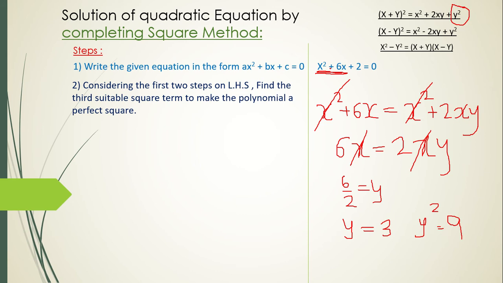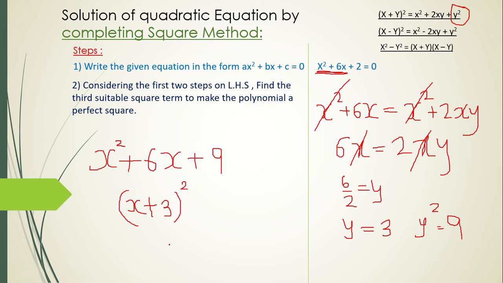So with x square plus 6x, if I add 9, my polynomial will become a perfect square. X square plus 6x, if I add 9 here, it will become a perfect square. It will become x plus 3 the whole bracket square. It will become that way.